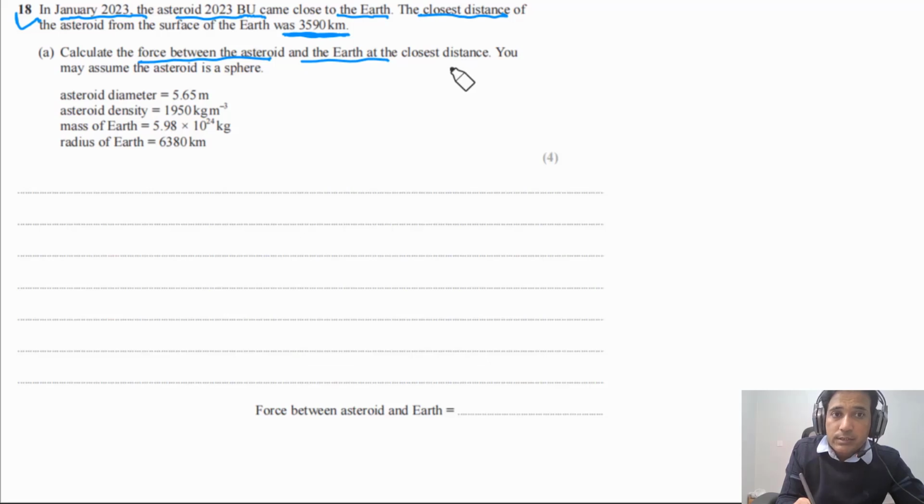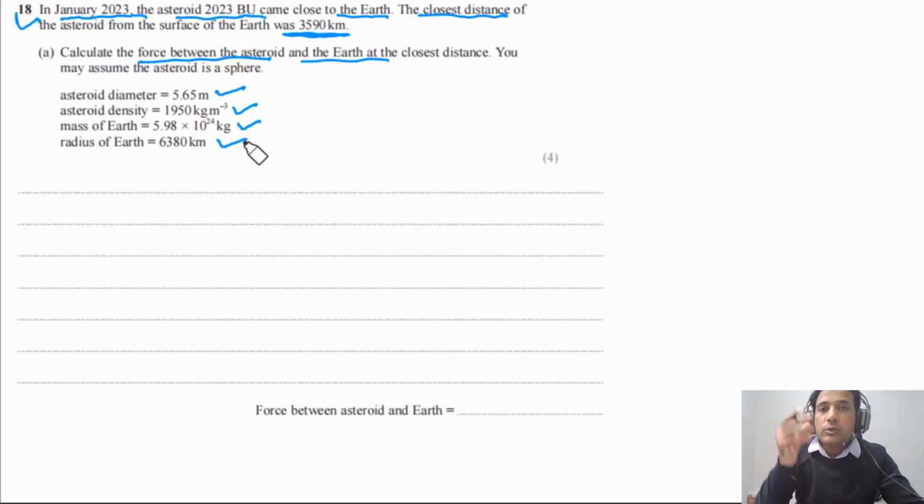Question 18 says, in January 2023, the asteroid 2023 BU came close to the Earth. The closest distance of the asteroid from the surface of the Earth was 3,590 kilometers. Calculate the force between the asteroid and the Earth at the closest distance. You may assume the asteroid is a sphere. Asteroid diameter is given to us, asteroid density is given to us, mass of Earth is given, radius of Earth is given. So we need to calculate the force.